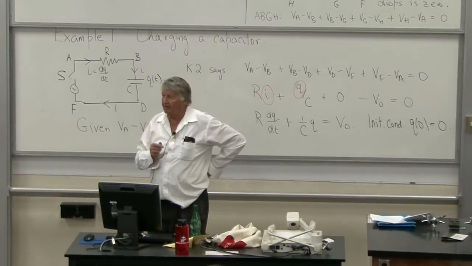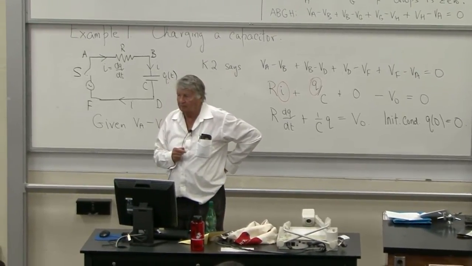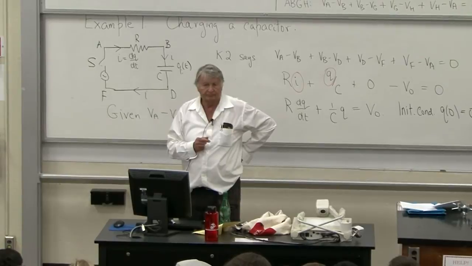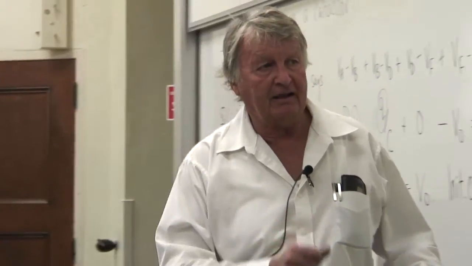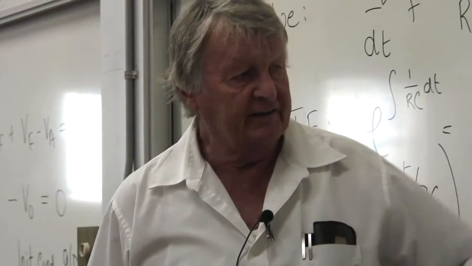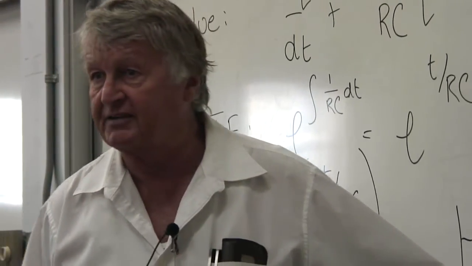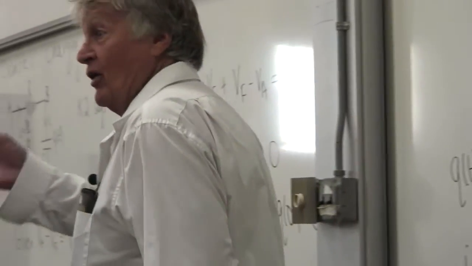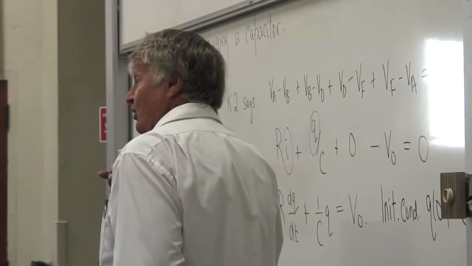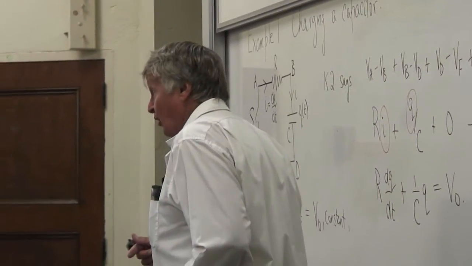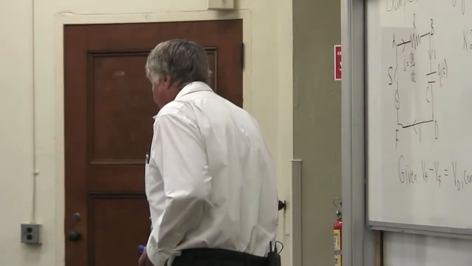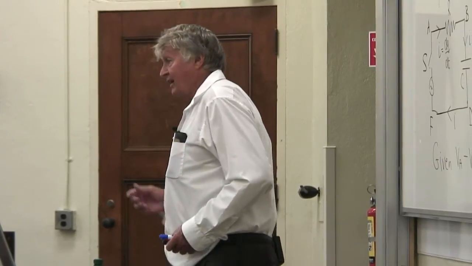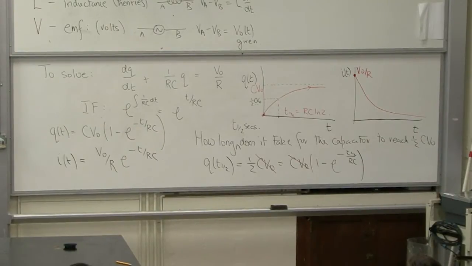Isn't it a good idea that I make R very small? Who thinks to be efficient I should make R very small? I can't make C very small because the amount of charge I want on the battery is CV0, but I could make R very small, and then the time for all this to happen would be very quick, right? T to the half would be small, and everything would happen very quickly.